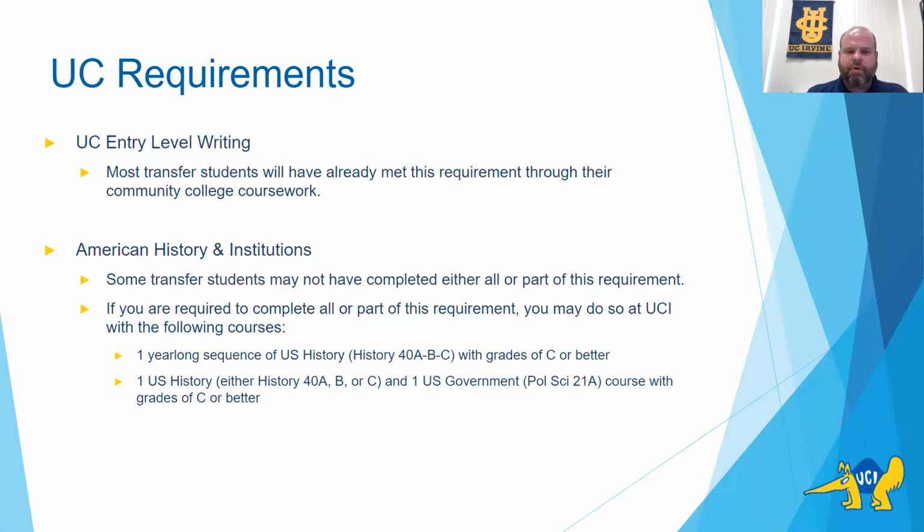Maybe towards the beginning of fall quarter, we'll know if you've satisfied either part of it or all of it, or you only take them here at UCI. Now, if you do have to take them at UCI, there's 2 ways of doing it. One is you can take a year-long sequence of US history, which at UCI is History 40A, B, and C. And then there's also an option of taking one course in US history, which is 40A, B, or C, and then taking a course in US government, which is Political Science 21A. And you have to get C's or better in those classes as well in order to pass that. Okay.